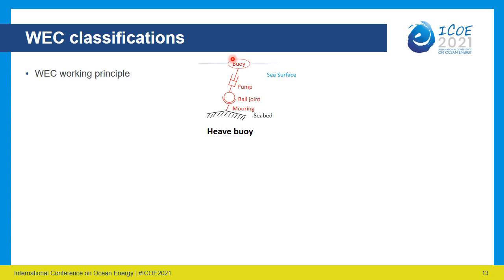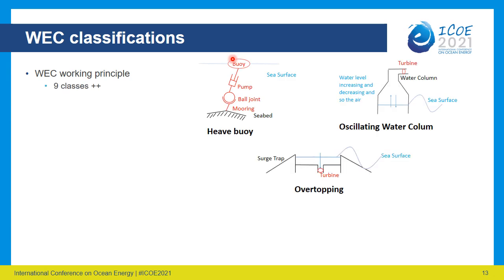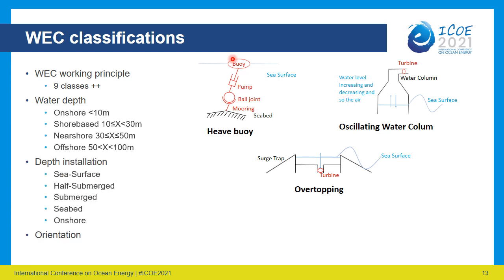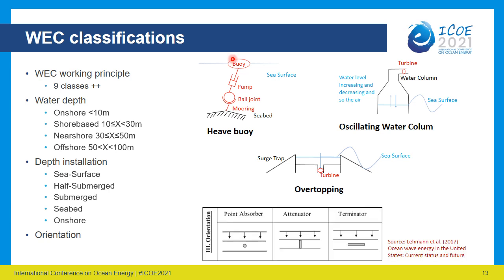First, due to the many characteristics of the WECs, WEC classifications have been elaborated. First, they are distinguished by their working principle. Then, and this is where location characteristics play an immense filtering role, the WECs are characterized by classes of water depth and installation depth. And the last class of WECs is related to their orientation for proper functioning.